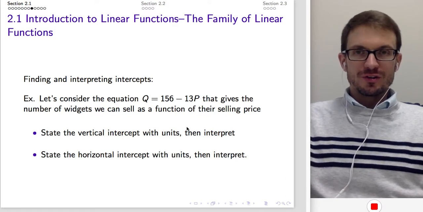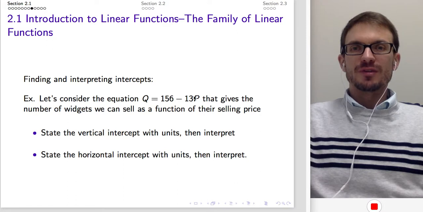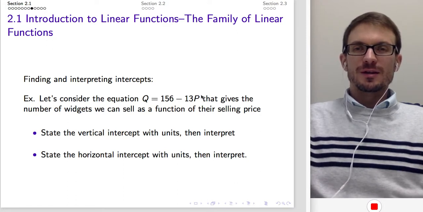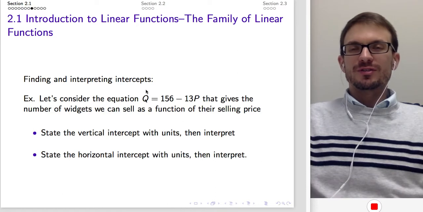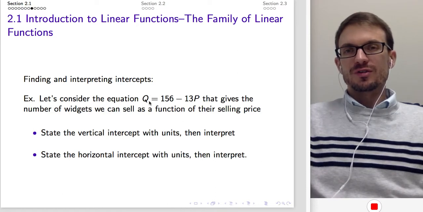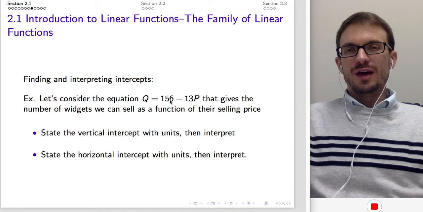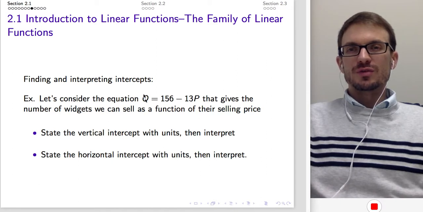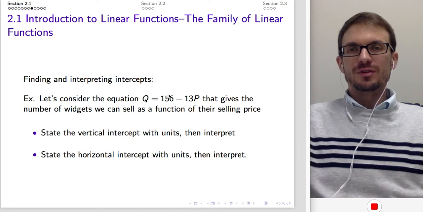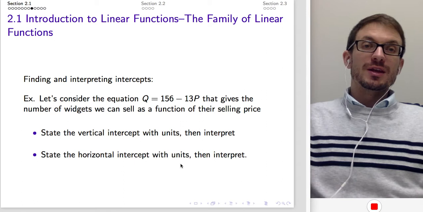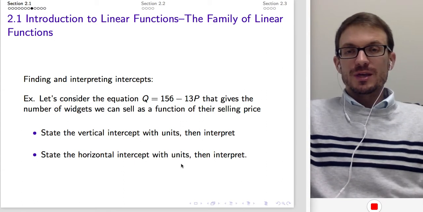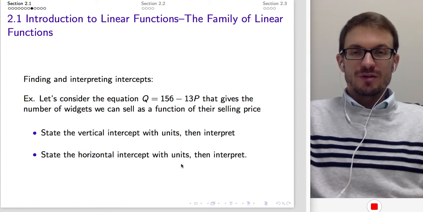How do we find intercepts? Well, if I want to find the Q-intercept, I have to set p equal to 0, so I plug in 0 for p. If I want to find the P-intercept, I set q equal to 0, so I plug in 0 for q. If I do that, if q is 0, we'll have 13p is equal to 156, or p is equal to 156 divided by 13, or 12. And that's got to be in dollars, because prices are measured in dollars.